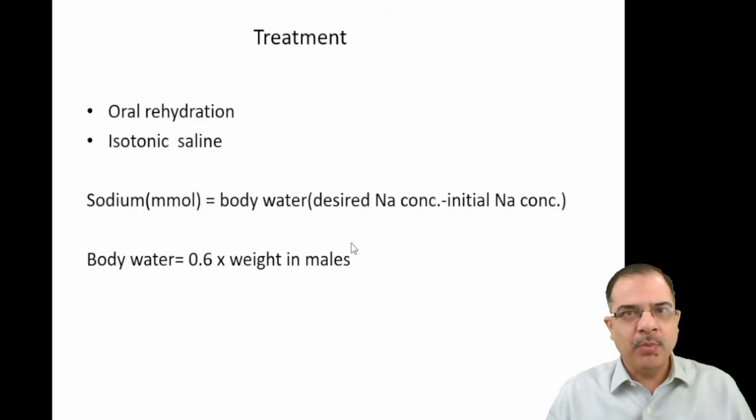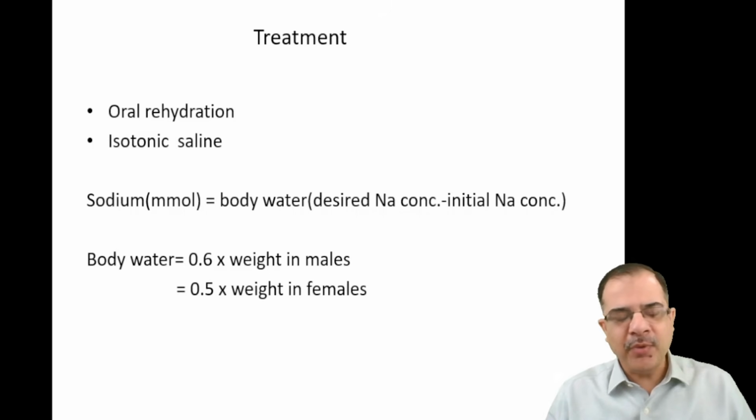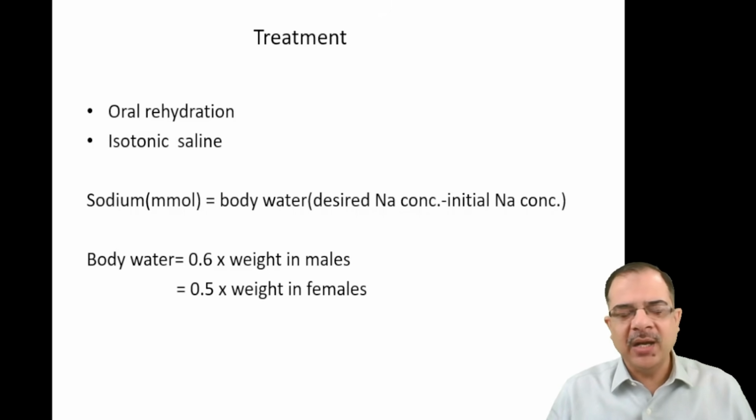So what is body water? Body water is 0.6 times body weight in males and 0.5 times body weight in females. So this is a very important formula to know.